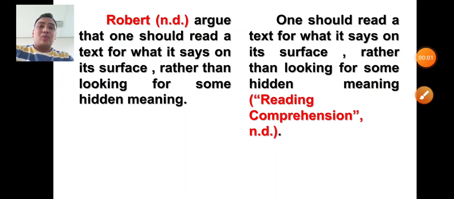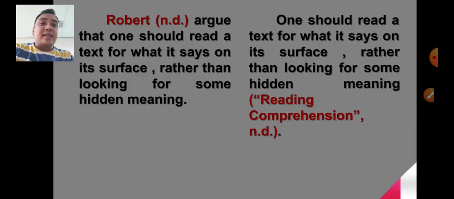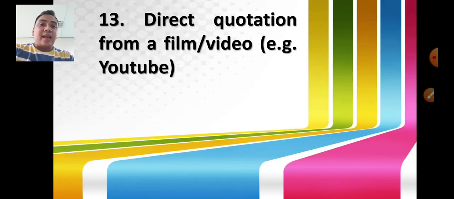So at this point, we learned the abbreviation ND, which stands for no date, and it can be used only if the date of publication is unknown. So it means that we are now ready to learn the other guideline. We have guideline number 13, in which the information was derived from a direct quotation obtained from a film or video, for example, derived from YouTube. So how will you create the citation if the information was derived from the film or video?